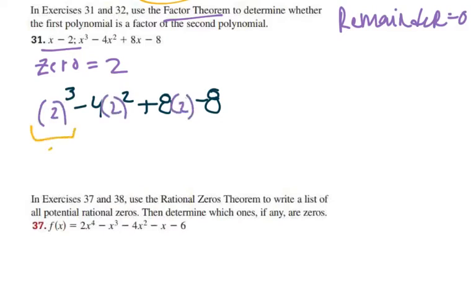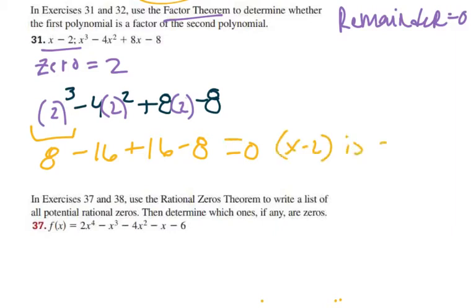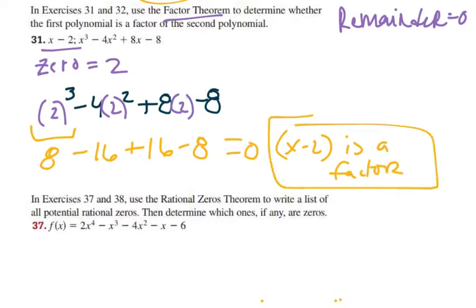So this first piece is 8, then we'll subtract 4 times 4, so 16, and then add 16, and then subtract 8. Hey, that's 0. So that means that x minus 2 is a factor of that cubic function.